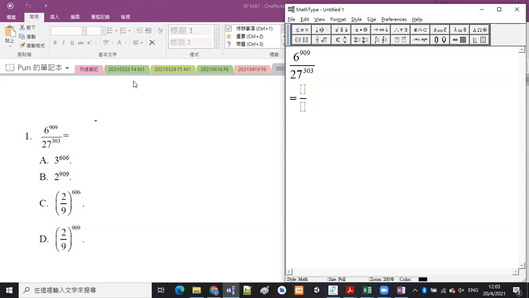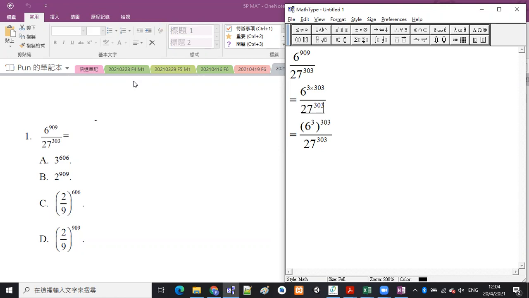to be 3 times 303. So that is like this. 6 to the power 3, and then to the power 303, divided by 27 to the power 303. Because 909 can be written as 3 times 303. I write one more step, so let me insert one more step here. The 909 is actually written as 3 times 303.